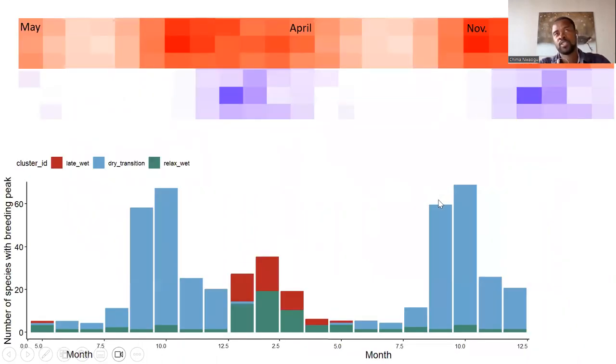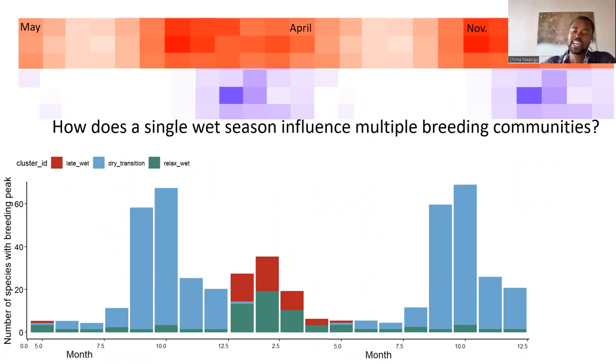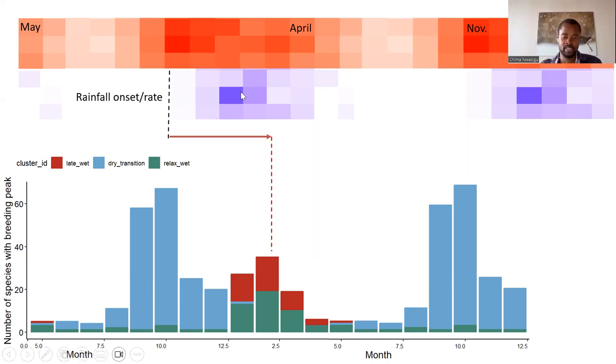So if we spread this data out again in 2D, just to ask the question, how does a single wet season influence multiple breeding communities? Because if you have one breeding season, one wet season, how do you have the rain affecting species with breeding peaks over a long period of time?